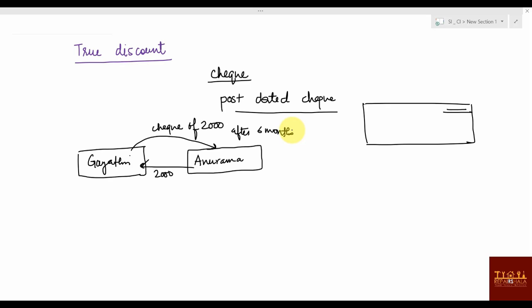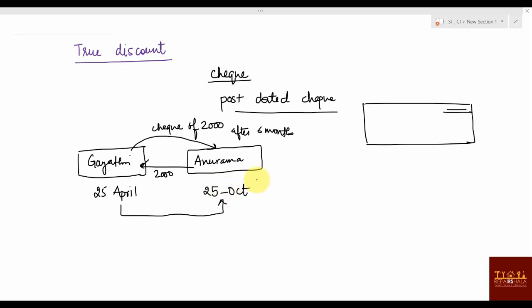after 6 months. But what happened in between? Anurama came. If I'm talking about April, today is the 25th of April. So after 6 months, what will be the date? If Gayatri is giving a check for 6 months, what will be the date here? 25 November? November or October? October. Okay, so it will be 25 October.